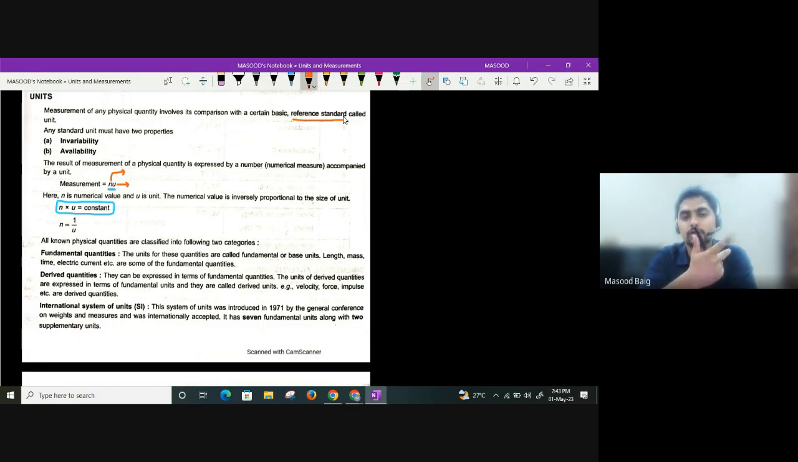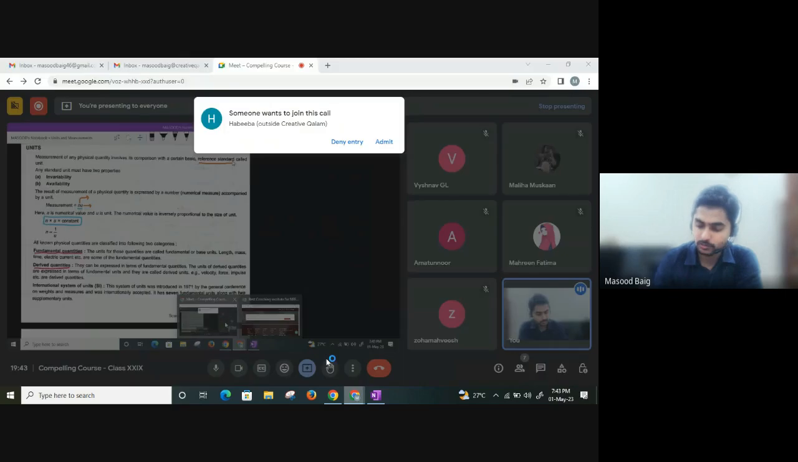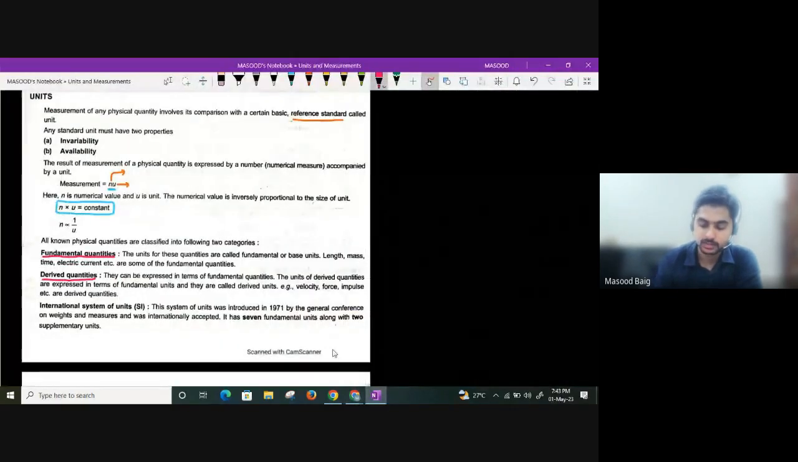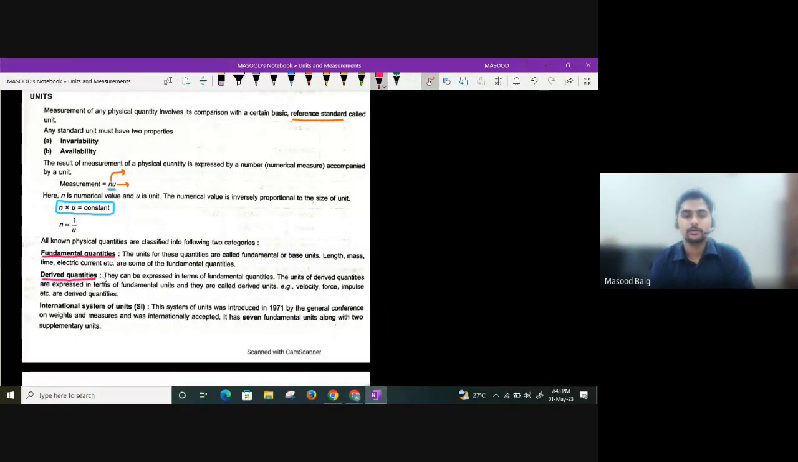And whenever we talk about a physical quantity, any quantity which can be defined and measured will be called your physical quantity. They can be categorized into two types. What are those? Fundamental quantities, which are also your base quantities, and derived quantities, which will be represented as the combination of two or more fundamental quantities.